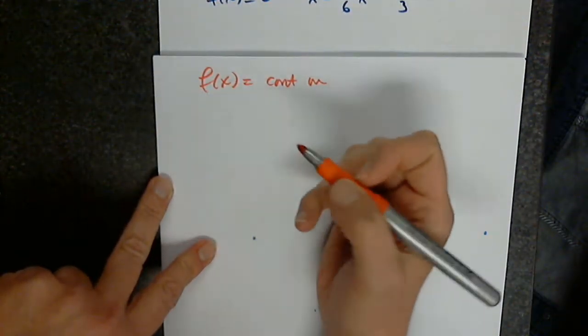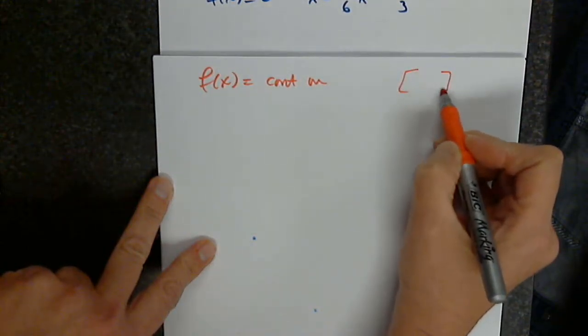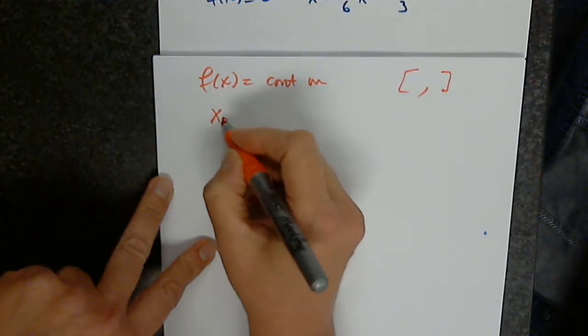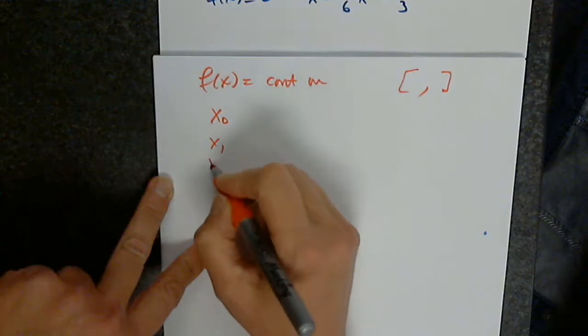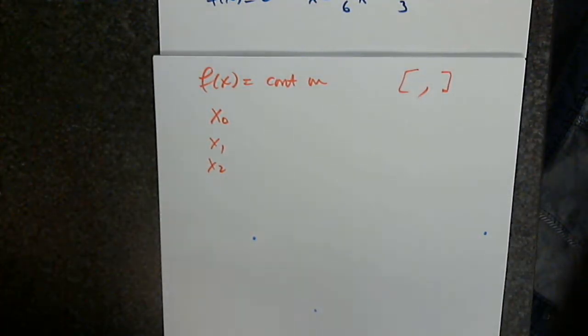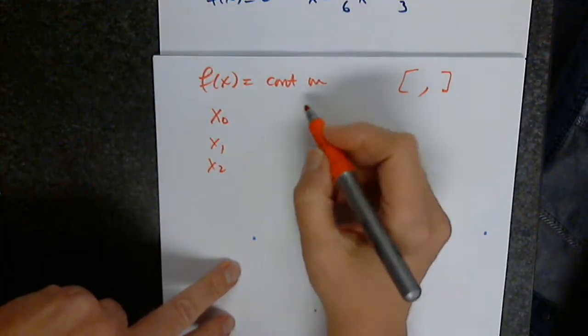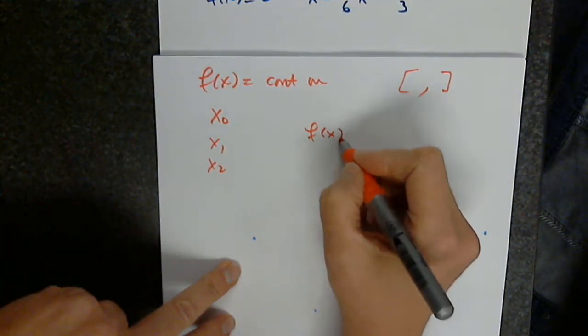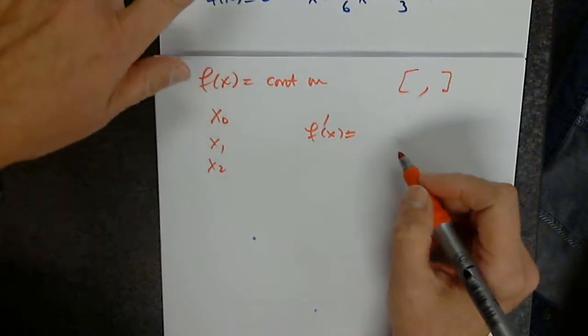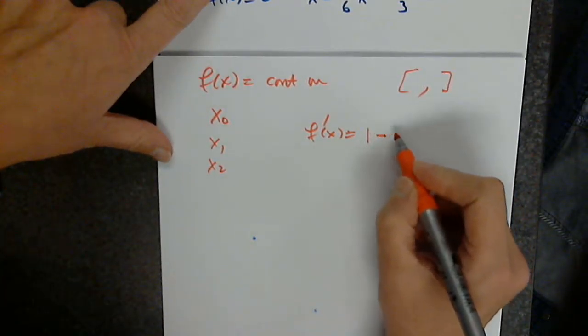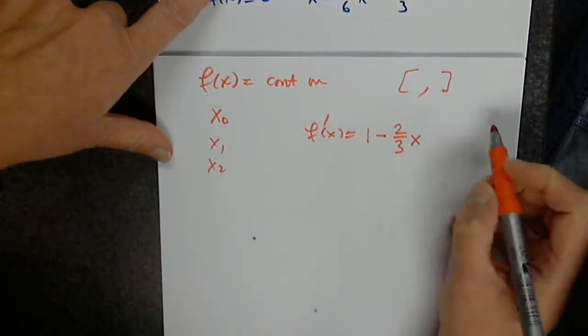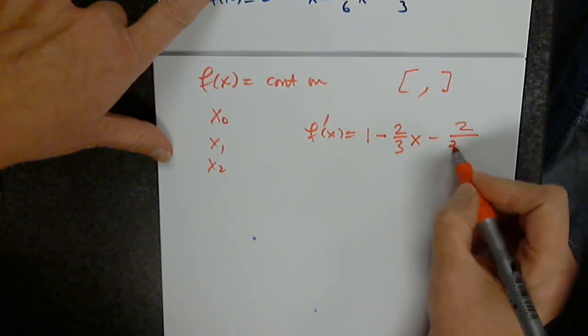I want to use Newton's method right here, right now. So f of x is continuous on, and we have to figure out an interval. And we will find whatever. We will have to choose x0, and then we'll find x1, x2. And I think we should stop at 2 decimal digits. Okay, very good.